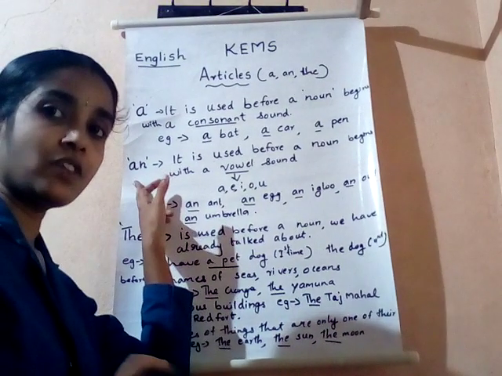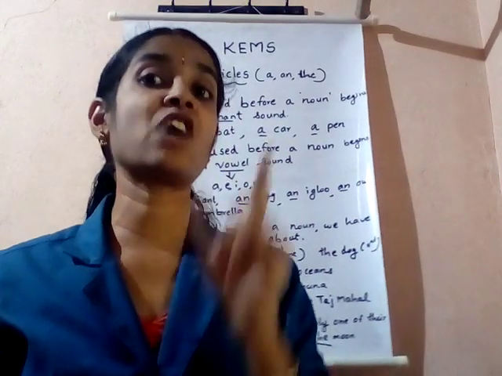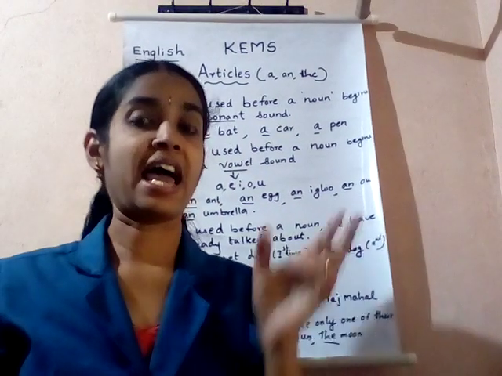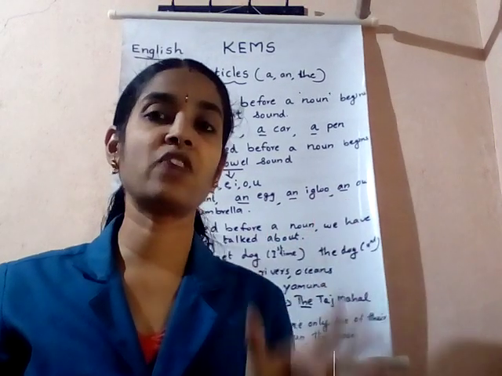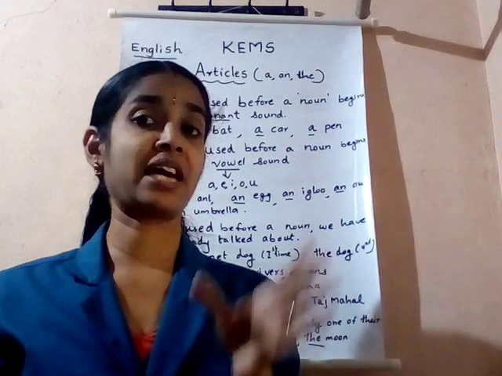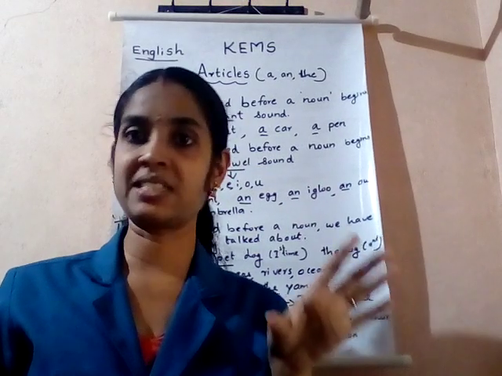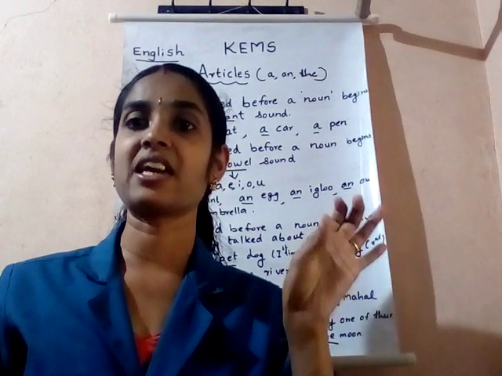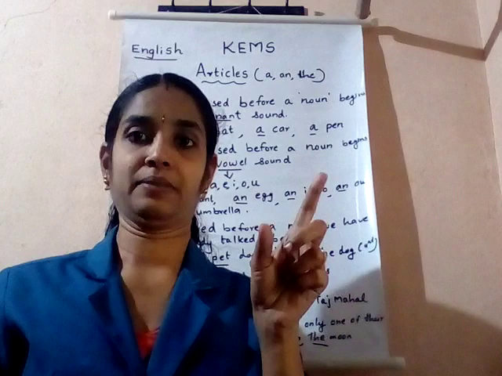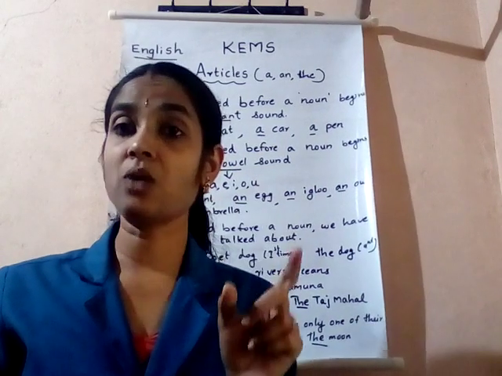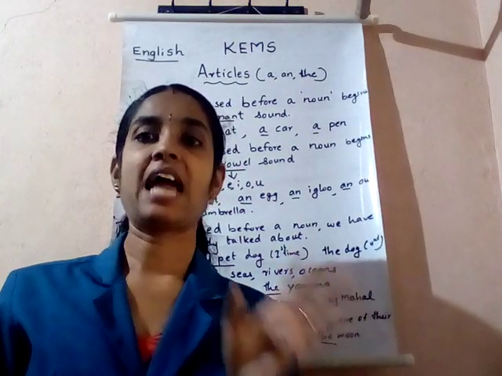Then check the next one. An. Where do we have to use an? Before a noun with a vowel sound. An is used before a noun with a vowel sound, and 5 vowels are there, that is A, E, I, O, U. Not the vowel letters, but the sound. Please remember that before the sound of vowels we have to use only an.